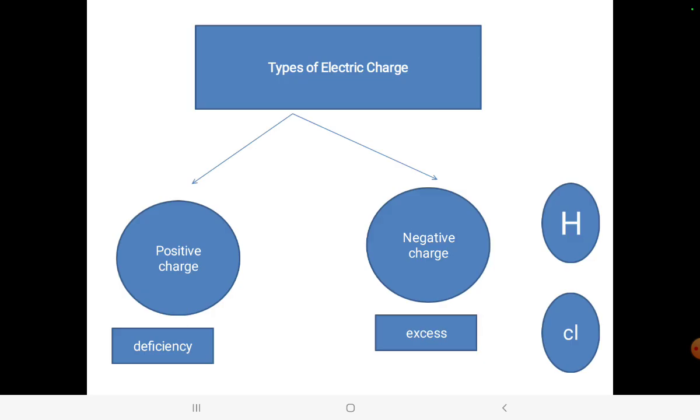The next topic is types of electrical charge. What are the types of electric charge? Yes, there are two charges. One is plus, and the opposite is minus.